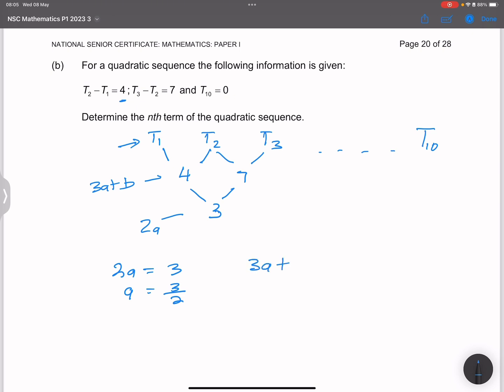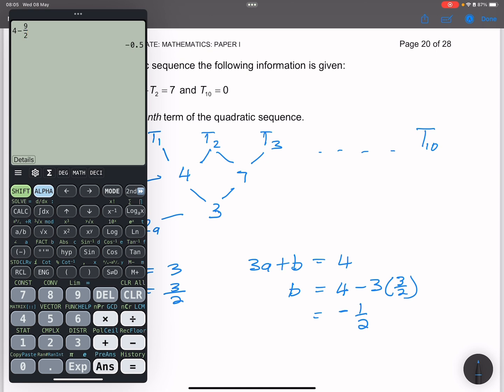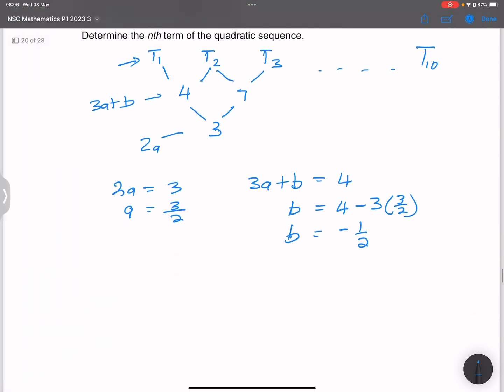3a plus b will be equal to 4. So my b value will be 4 minus 3 times our a value, which is 3 over 2. So this will be 4 minus 9 over 2, and I get a value of negative 0.5. So that would be minus 1 over 2. Now, ladies and gents, that's my b value, which means the sequence is almost done.